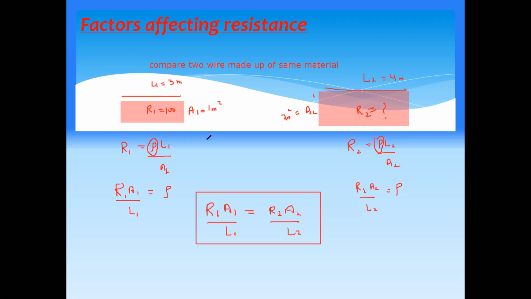So R1 is the first resistance, A1 is the first area, and L1 is the first length. R2 is the second resistance, the resistance of the second wire. A2 is the cross-sectional area, and the length is 4. So when I solve this, this is 2. This 2 will be multiplied. So 100 multiplied by 2 is 200, divided by 3, that is 66.67. So when you solve, you will get 66.67 ohms, or 66.7 to three significant figures. That will be the second resistance. So whenever you are comparing the resistance of two wires, the formula is R1 A1 over L1 equals R2 A2 over L2.